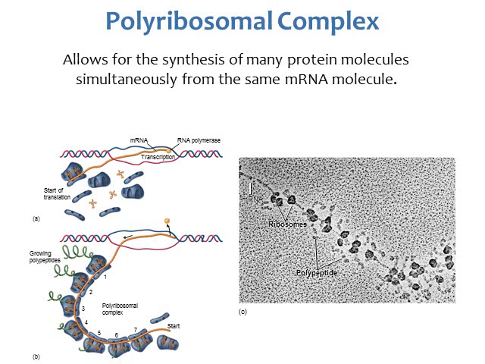So this process, it doesn't just happen slowly or just at one time. So usually on an mRNA molecule, it can have multiple ribosomes following each other. And this is called a polyribosomal complex. And this allows for the synthesis of many protein molecules simultaneously, or very fast, from the same mRNA molecule.